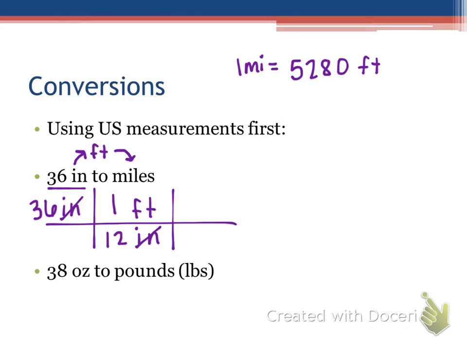So I'm going to add another section to my T-chart. I want to go from feet to miles, so feet needs to be opposite of where it is now. So I go feet to miles. And we just talked about the conversion factor between feet and miles. So 1 mile is equal to 5,280 feet.